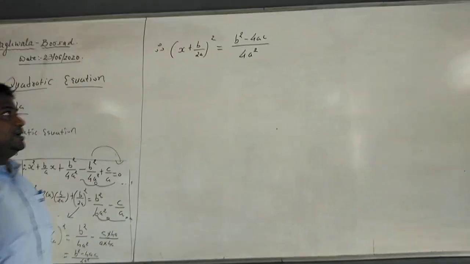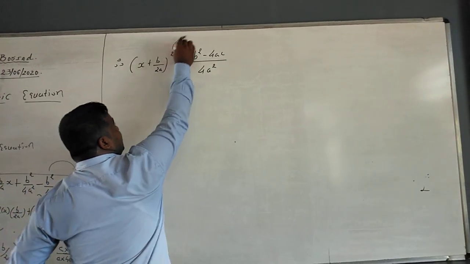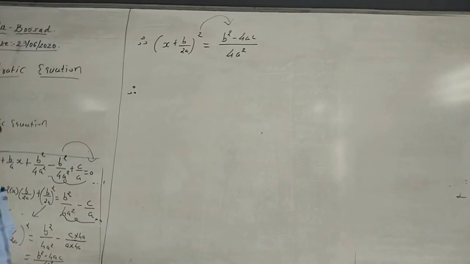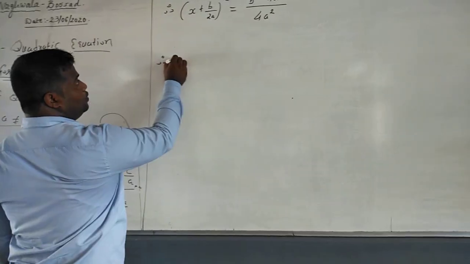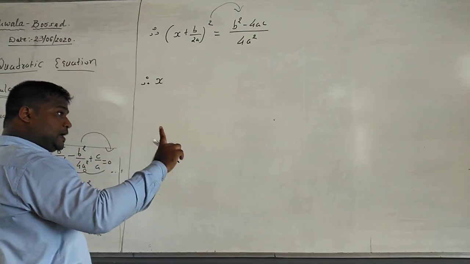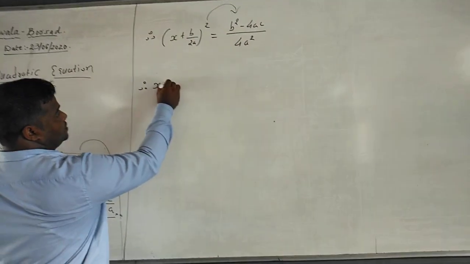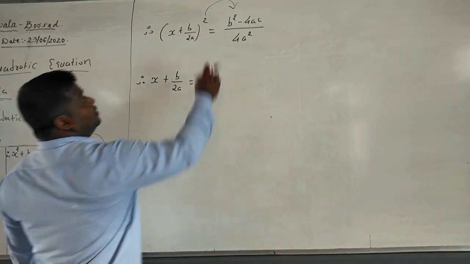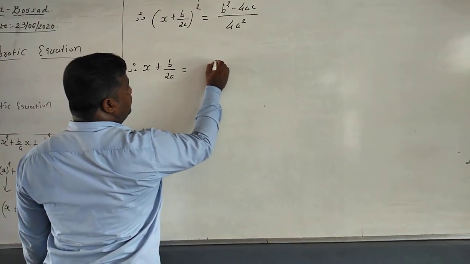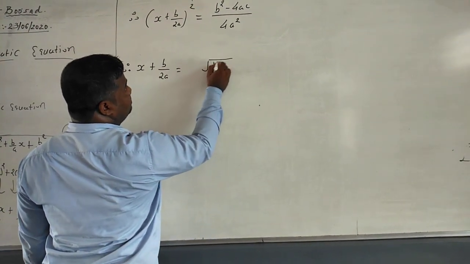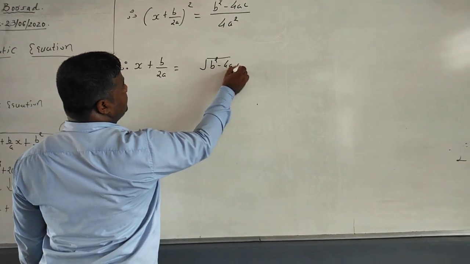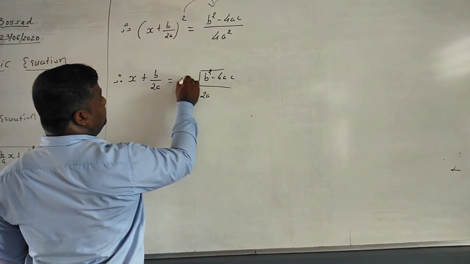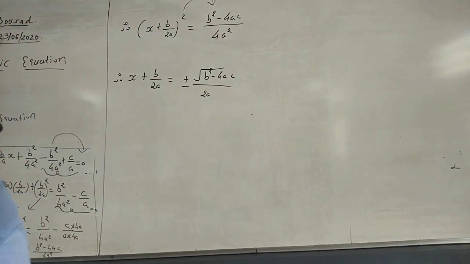You all know that when the square goes over this side, we get the square root of it, one positive and one negative. So x + b/2a equals plus or minus the square root of b² − 4ac over 4a², which gives 2a in the denominator.